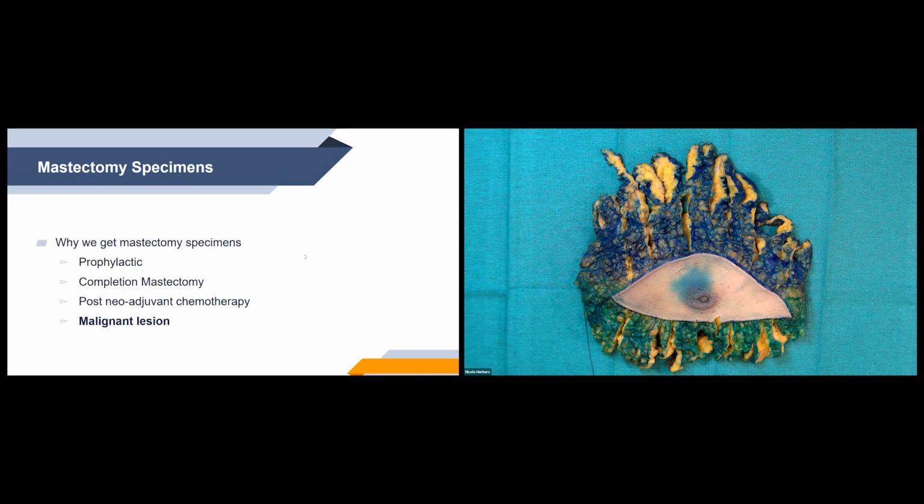So we get mastectomy specimens for multiple different reasons. So we can get them out for prophylactic reasons. So if the patient has a family history of breast cancer, or if they have genetic syndromes that predispose them to breast cancer. We can also get them out for completion mastectomies. So that would be for if a patient had a previous lumpectomy and the margins were positive, and then they're going back and just getting the entire breast removed. We can also get them for post-neoadjuvant chemotherapy. So if the patient has breast cancer and they're being treated with chemotherapy. And then lastly, we can get them out for malignant lesions. And that's what we're going to be primarily focusing on in our talk today.